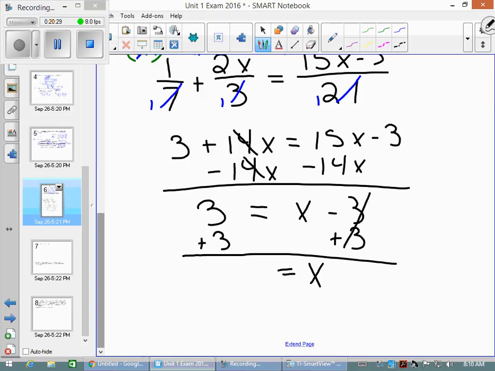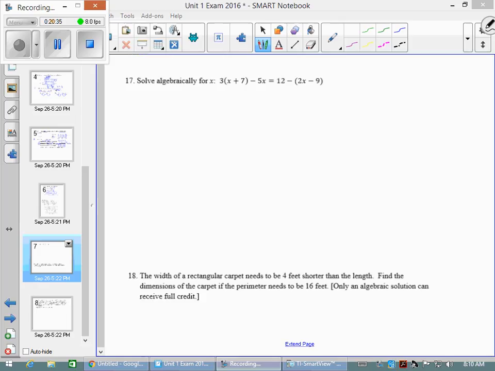So number 17 wants us to solve algebraically for x. If we look here, we have this 3 in front. I need to distribute this 3 into the x and into the 7. And over here, even though there's not a 1 here, I need to distribute this negative 1 into the 2x and a negative 1 times our 9.